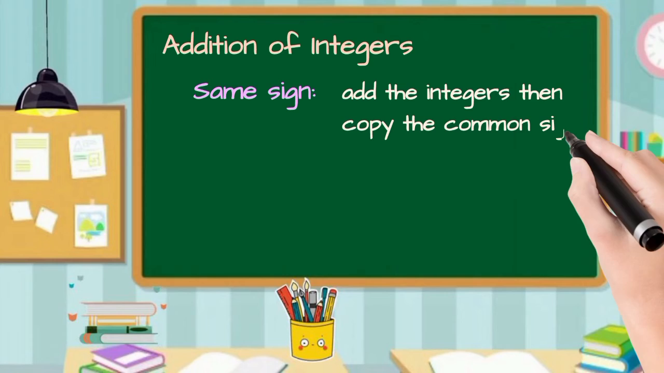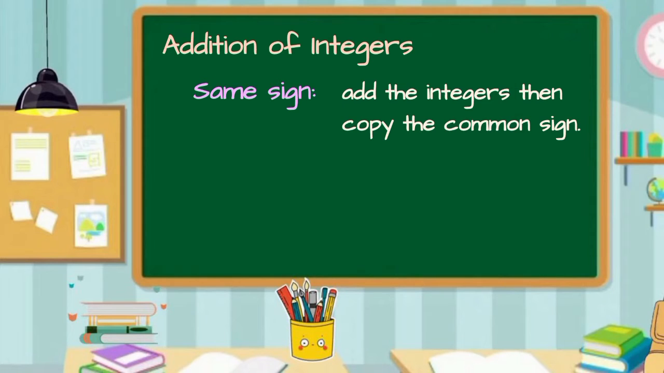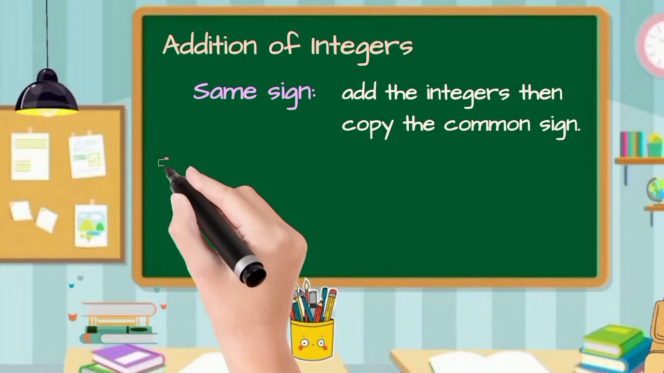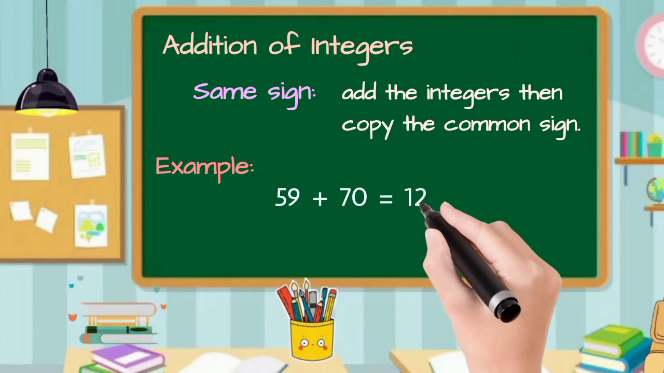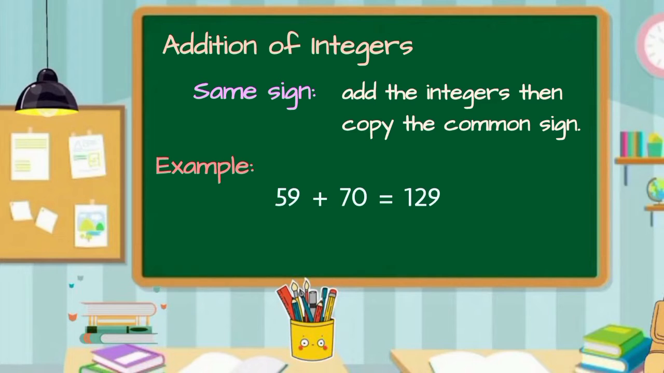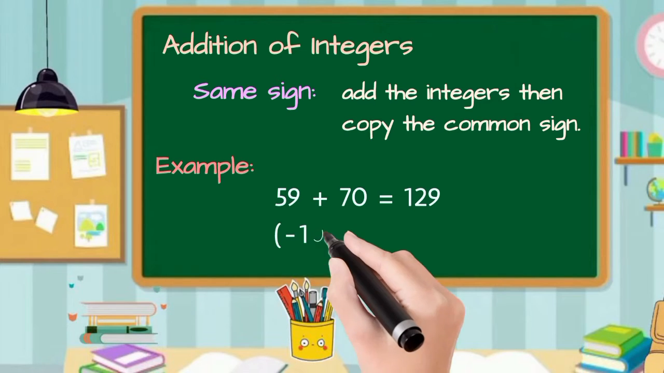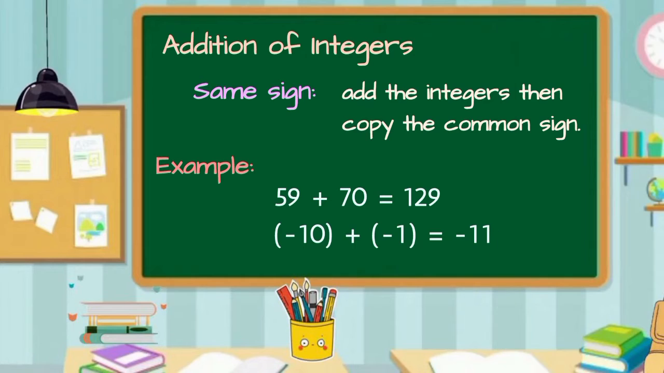If the integers have the same sign, then we add the integers and copy the common sign. For example, 59 plus 70 is equal to 129, and -10 plus -1 is equal to -11. You see, the examples shown have the same signs, so we add them, then copy the common sign.